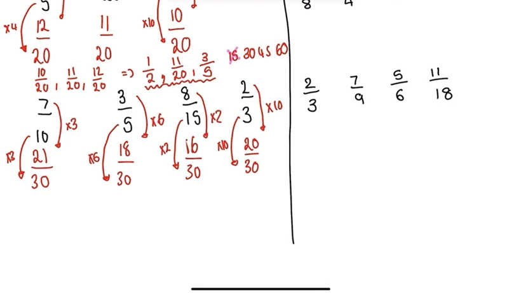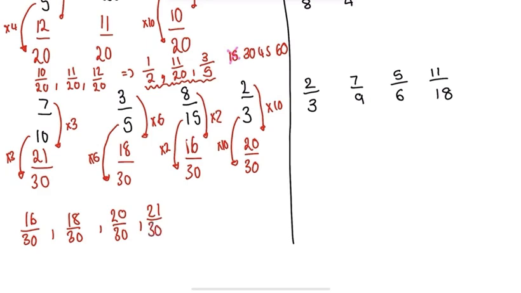So let's have a go at now ordering them. So I can clearly see we'd go 16 over 30, 18 over 30, 20 over 30, and 21 over 30. But again, remember, that's not the fractions it asked us to order, so we need to change them back to the original.